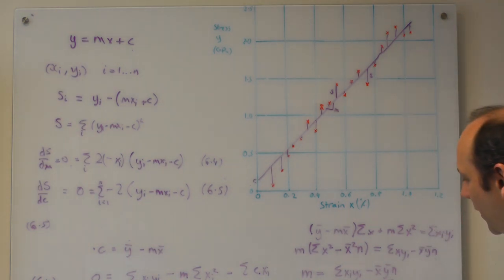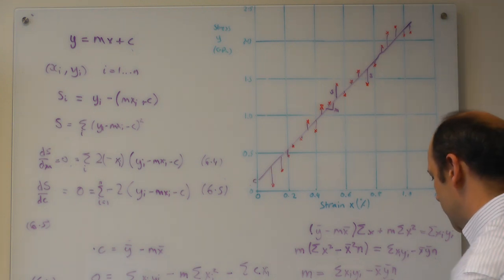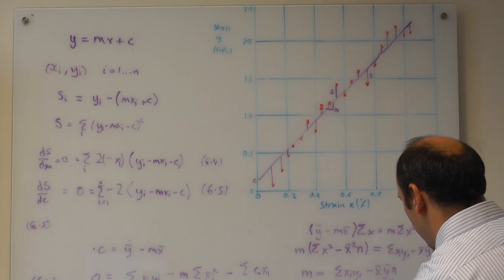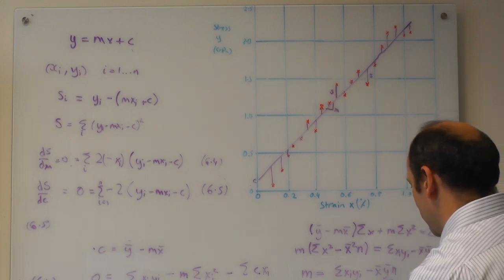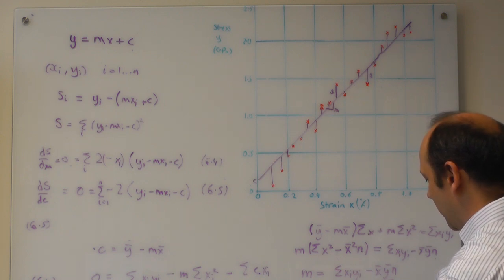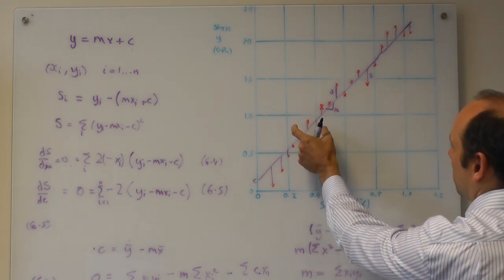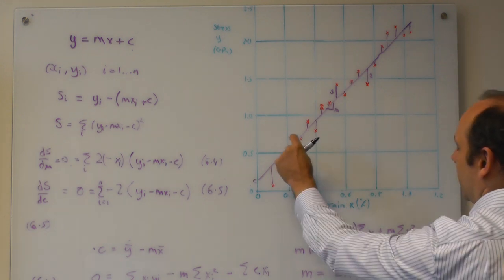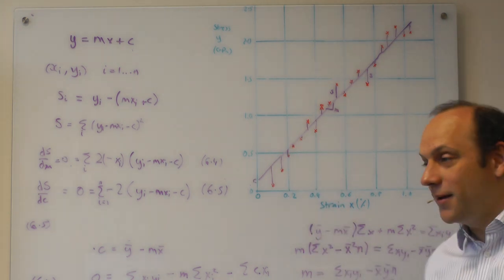We just have to find the sum of x. Oops. Put my y's in again, just for clarity. I just have to find my sum of x minus x bar, so the deviations of x from the average, times the y's, divided by the sum of the deviations of x from the average squared.